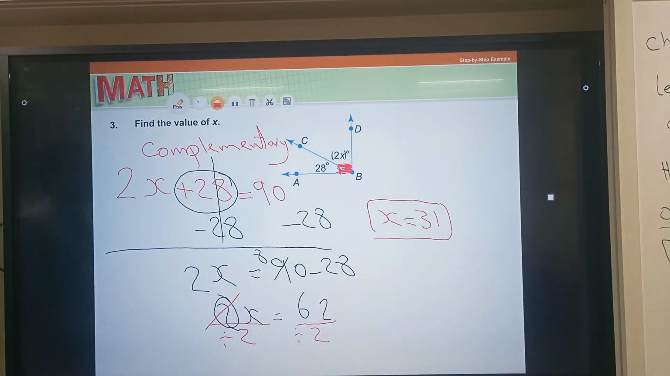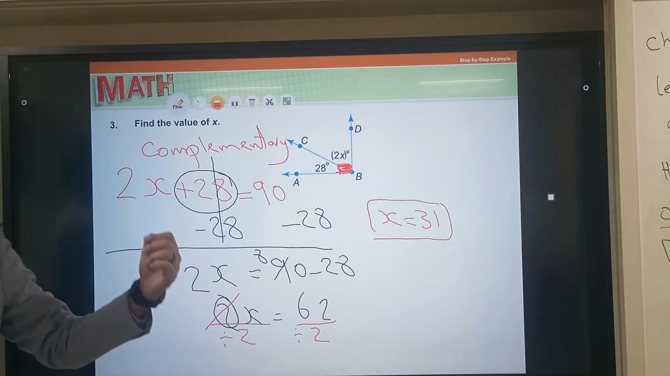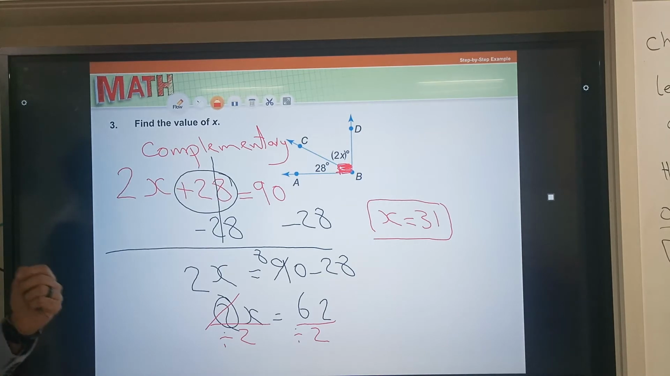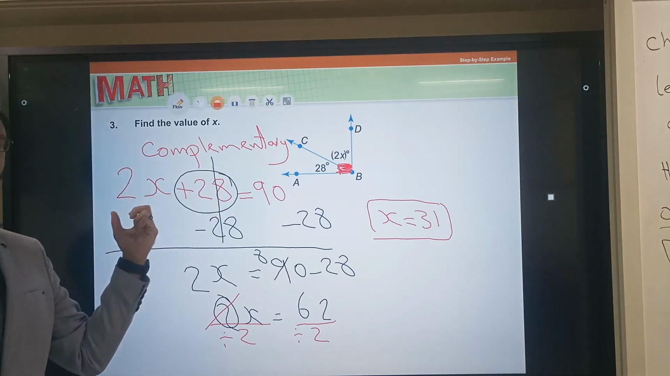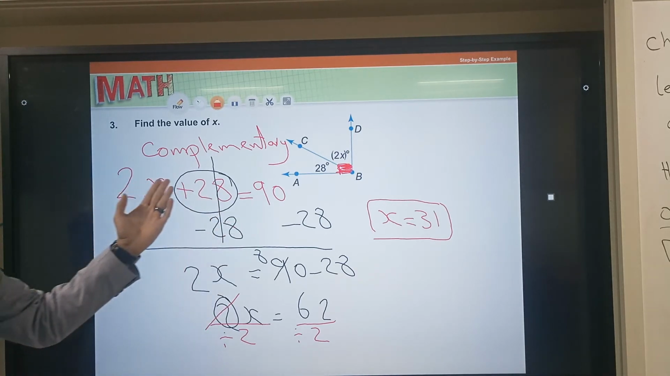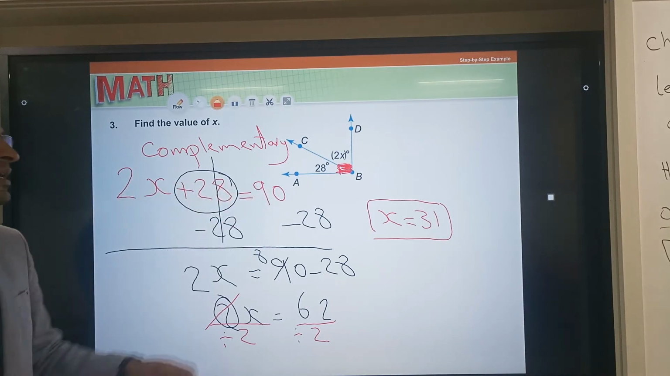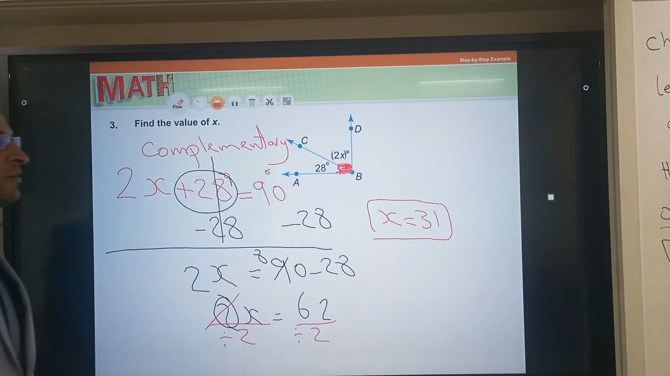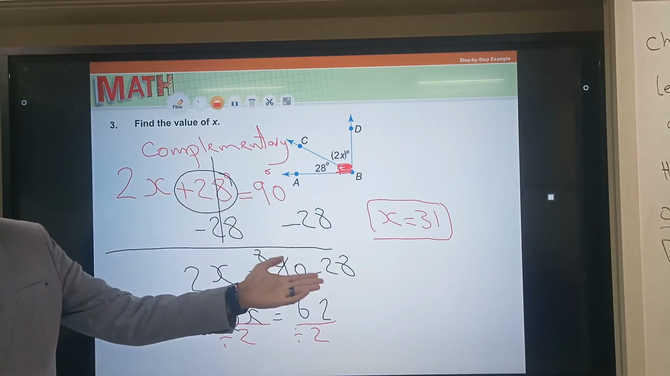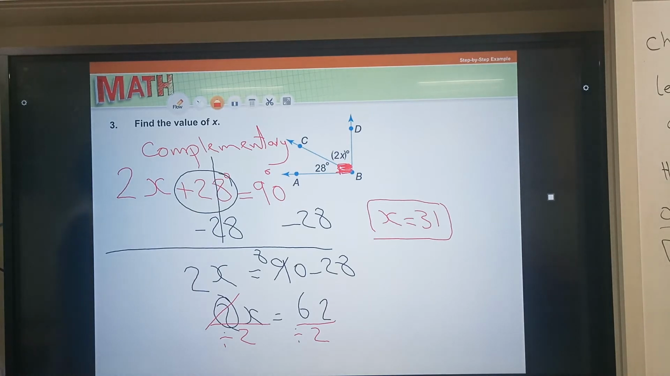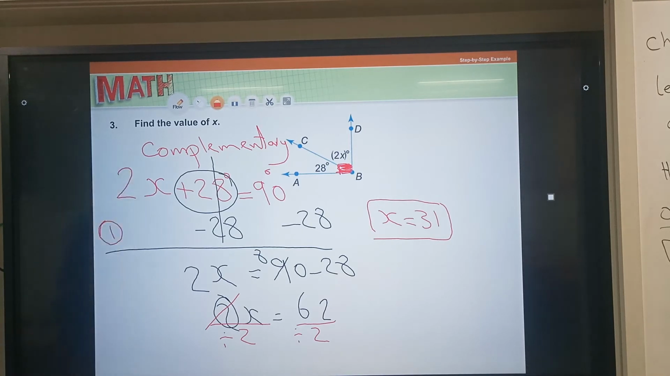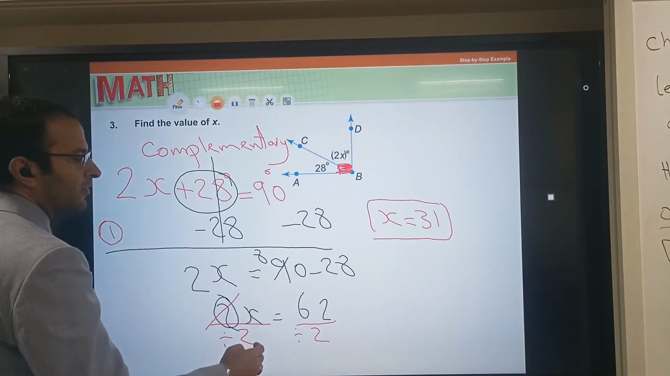Again, what do we do, my friend? Here we said these two angles are complementary. Why do we call them complementary? Because the sum of their measures, the sum of the two angles, is 90. So 2x plus 28, the sum of them, equals 90 degrees. I said the sum of them, you must write 90. After that, I will add negative 28 to both sides, because I need to cancel this 28. This is the first step. Adding negative 28 or subtracting 28, both have the same meaning.